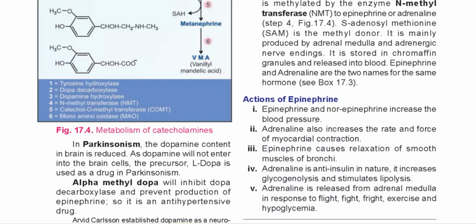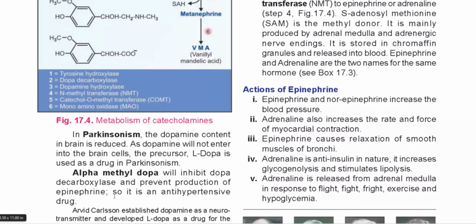And one important thing is Parkinson's disease, where the dopamine content in the brain is reduced. When dopamine is reduced, it leads to Parkinsonism. As dopamine will not enter the brain cells, the precursor L-dopa is used as a drug for treating Parkinson's disease. Alpha-methyl dopa will inhibit dopa decarboxylase and prevent the production of epinephrine, so it is an anti-hypertensive drug.